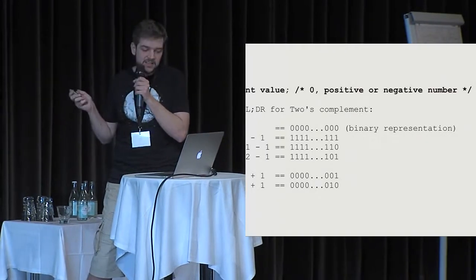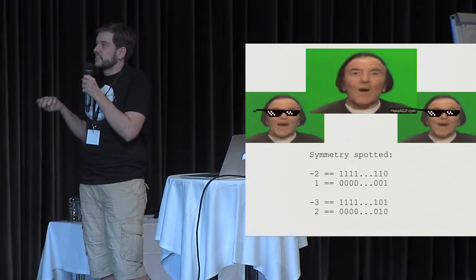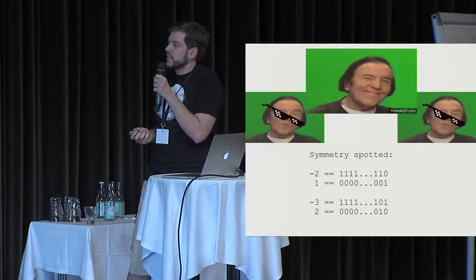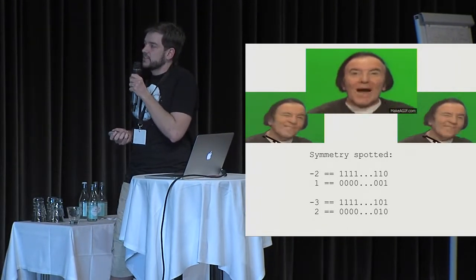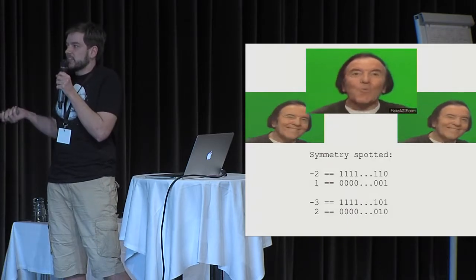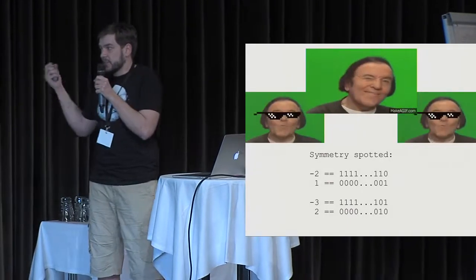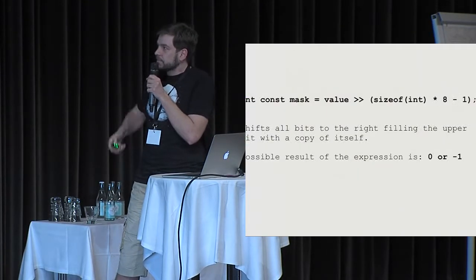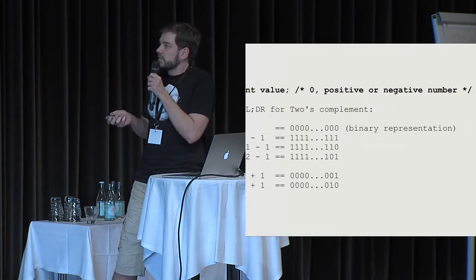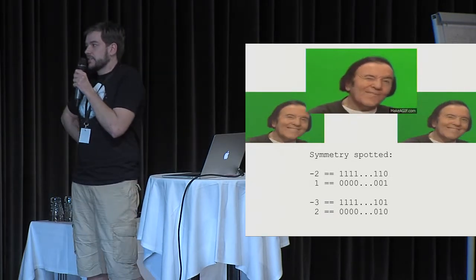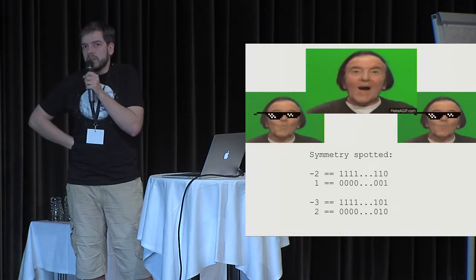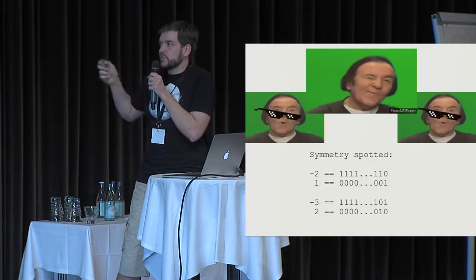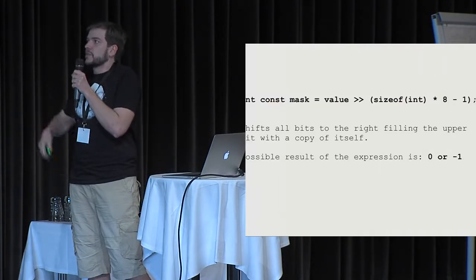So if you look closely, you can see that there is some kind of symmetry here. So -2, if you flip all the bits, you get pretty much the same representation as 1, and so on. And it goes the same way for -3, -4, etc. So if you have any kind of negative number and you add 1 to it and flip all the bits, you get a positive, the modulus of the same number, or the absolute value of that number.